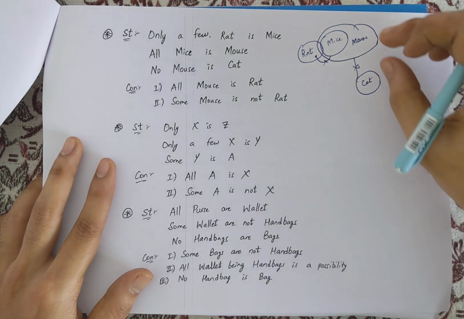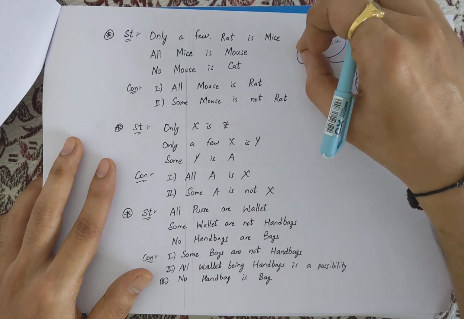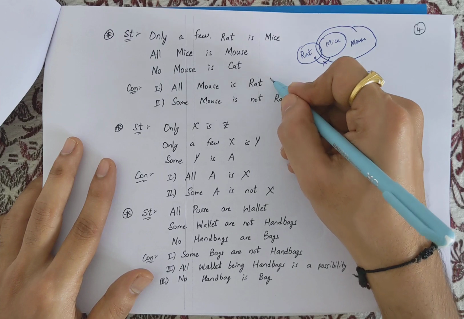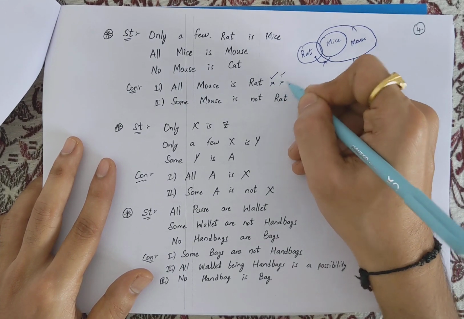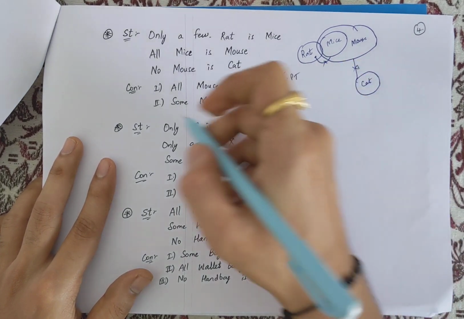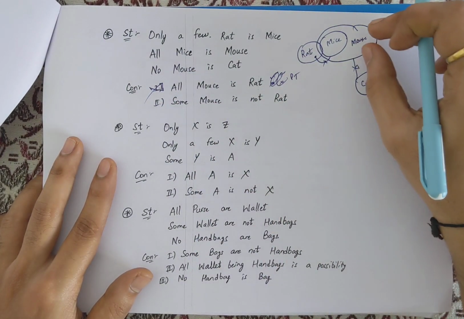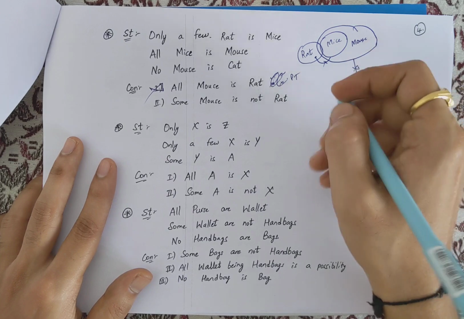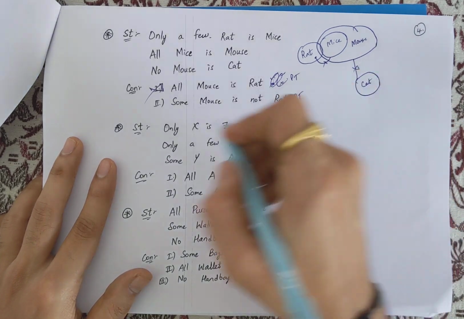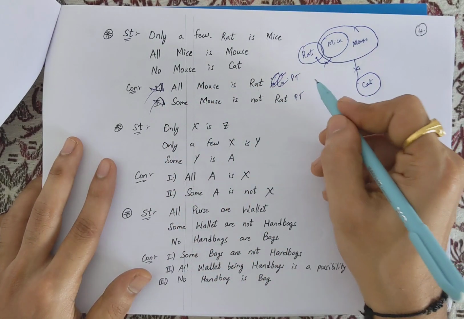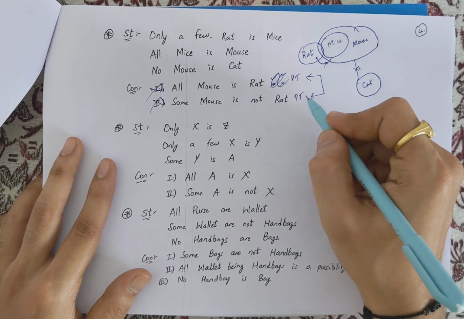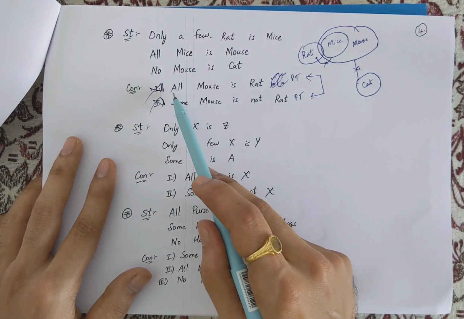All mouse is rat. Okay, it is possibly true. Some mouse is not rat. As there is no relation, it can be possible. It is also possibly true. But if you see the conclusions, both are possible and both are complementary pairs.